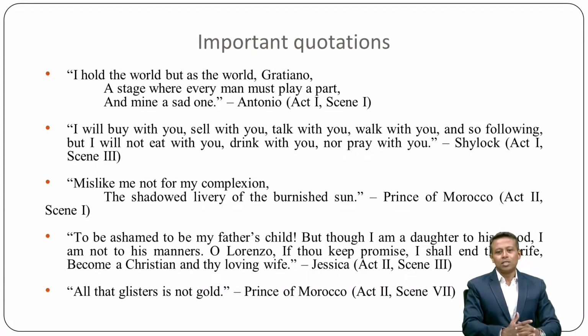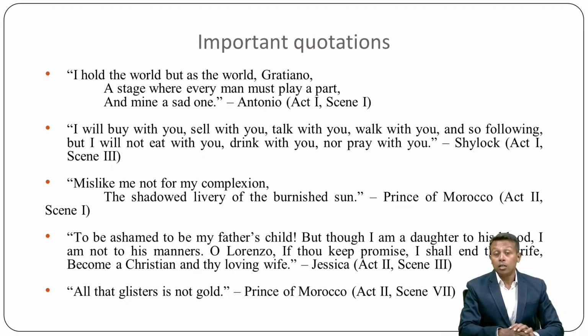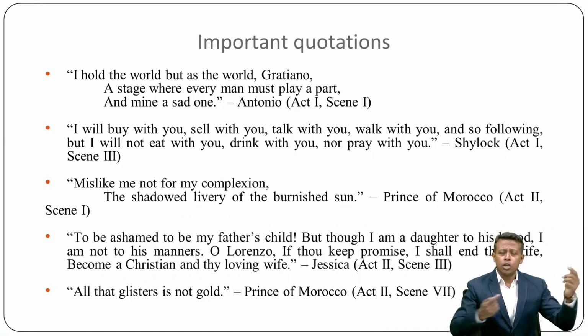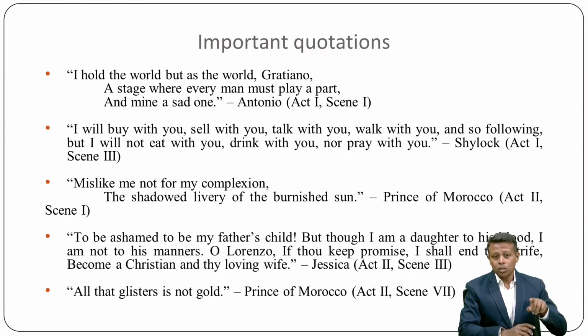The next quotation is spoken by, again, the Prince of Morocco. And this quotation, he speaks after he opens the gold casket. There is a skull when he opens the gold casket, and inside one of the eye sockets of the skull, there is a scroll. He opens that scroll and he is reading. And the scroll reads, "All that glisters is not gold."